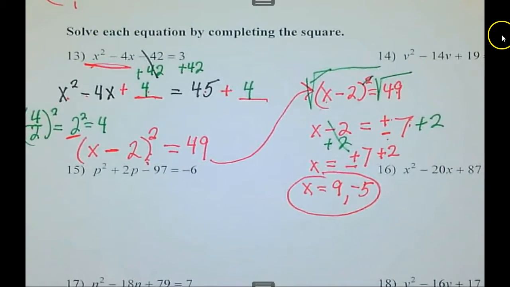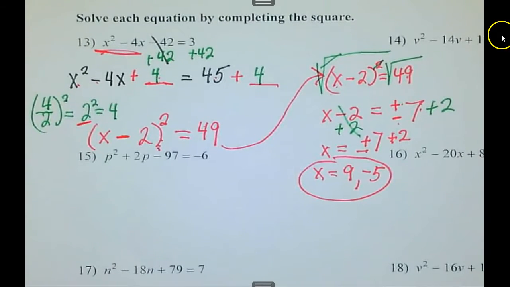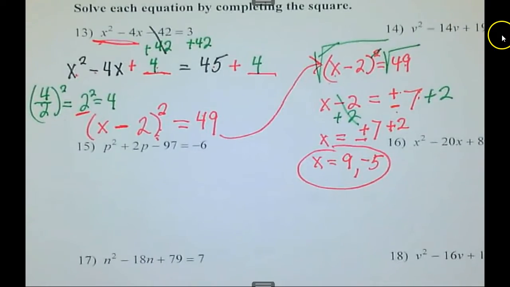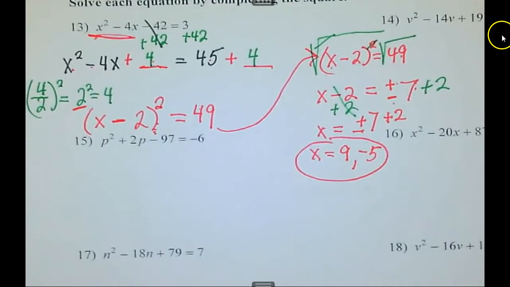Wasn't that fun? It's because they got the parabola virus. Yeah. They got the parabola virus. Should we do another one? Huh? Okay.